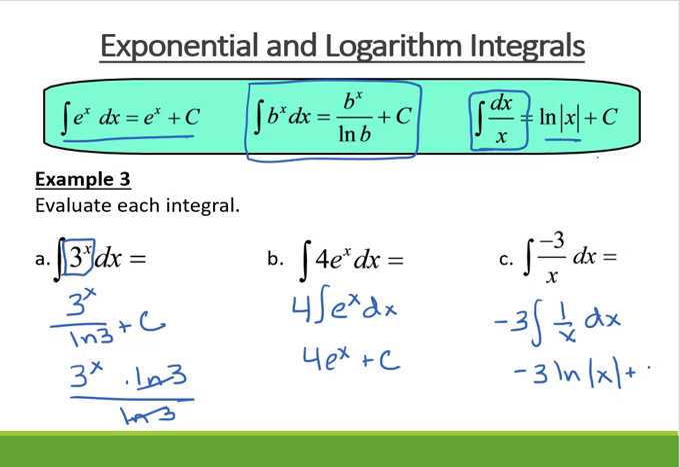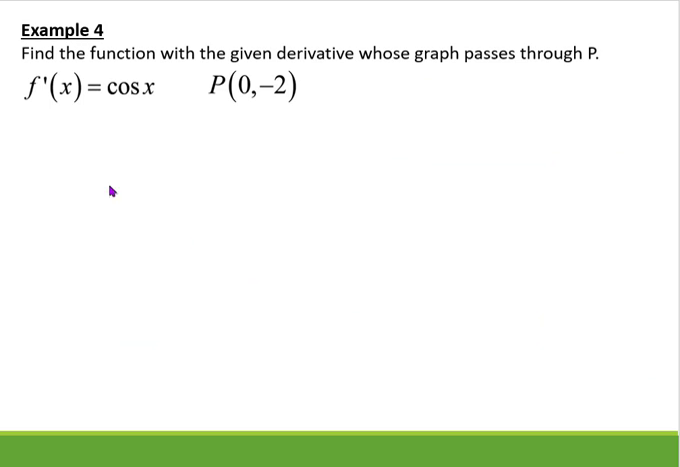Okay, now we're going to get that c to go away. What function's derivative passes through the point? Let's look at this. What function's derivative is cosine of x? So I take the antiderivative of cosine of x. Well, that's sine of x plus c, and that's going to equal f of x.